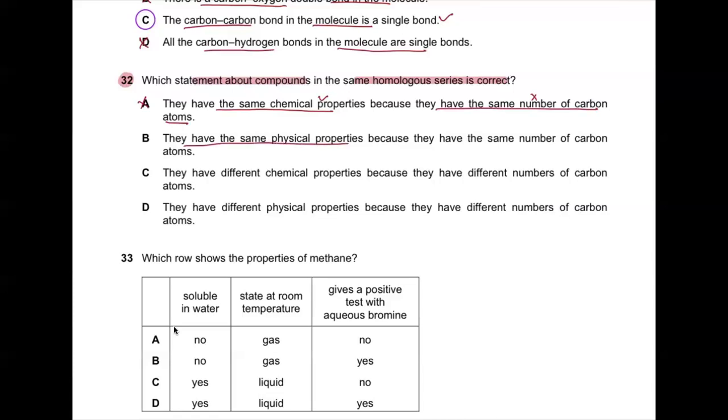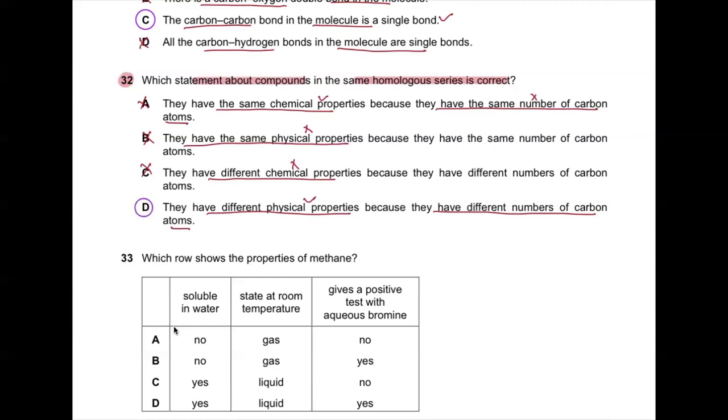They have the same physical properties. No, not at all. The compounds in a homologous series have a general trend in the physical properties. They have different chemical properties. No, they have the same chemical properties. They have different physical properties because they have a different number of carbons. Yes, because when the carbon atoms get different, the mass changes, and when the mass changes, the physical properties change. So yeah, D is the correct answer.